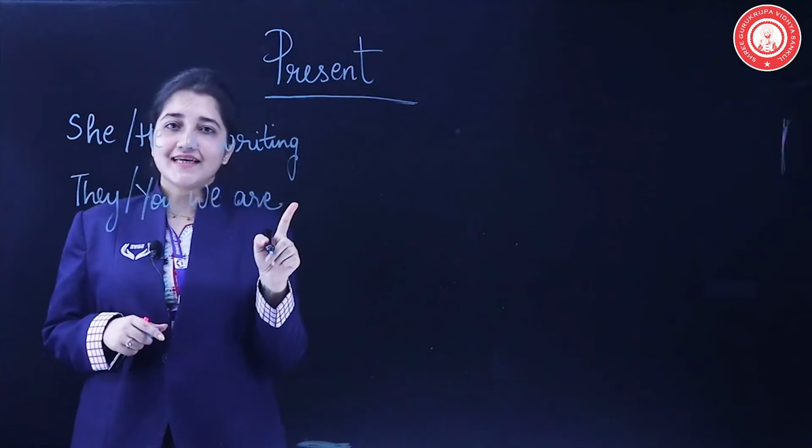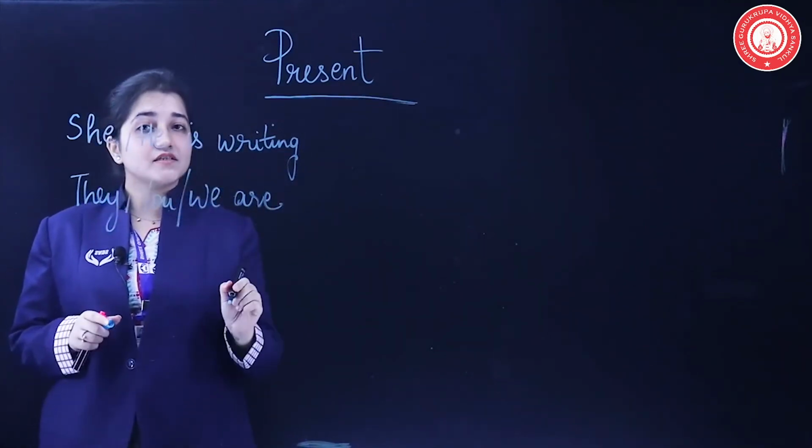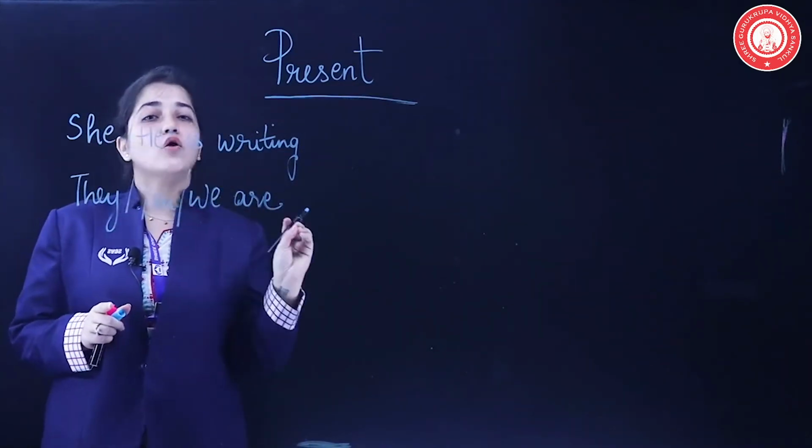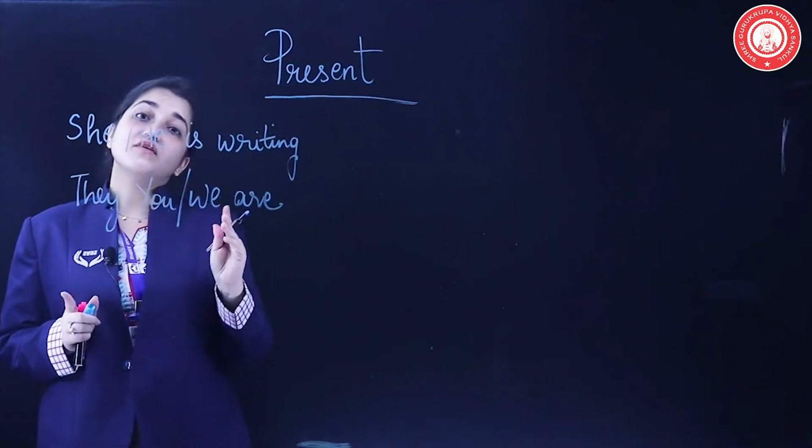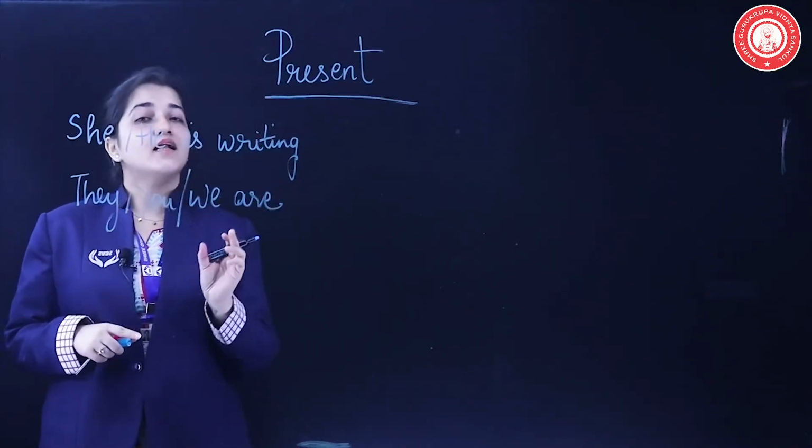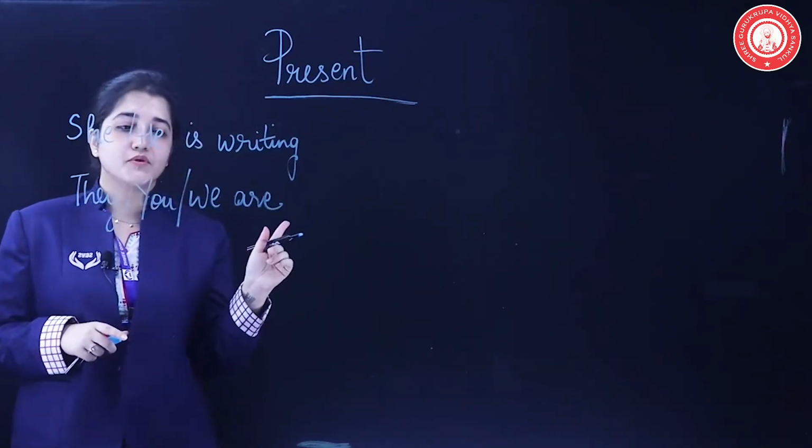So in present tense, the helping verb for present continuous tense is am, is or are. And similarly, if it was past tense, past continuous, the helping verbs would have been was or were. We'll come to that.